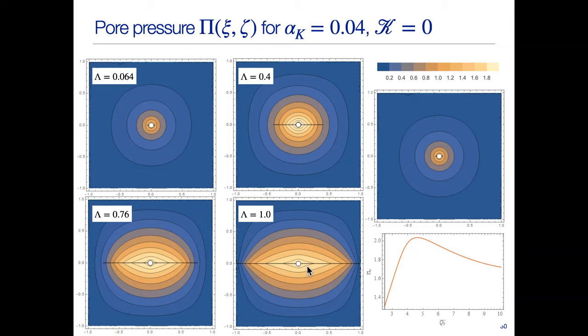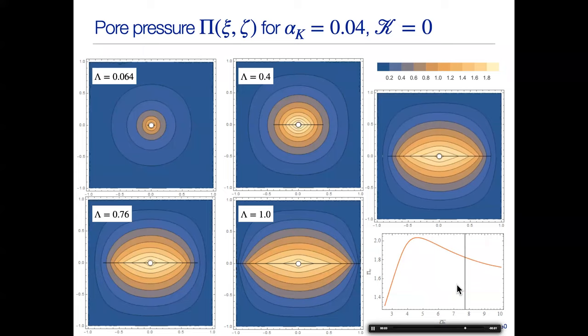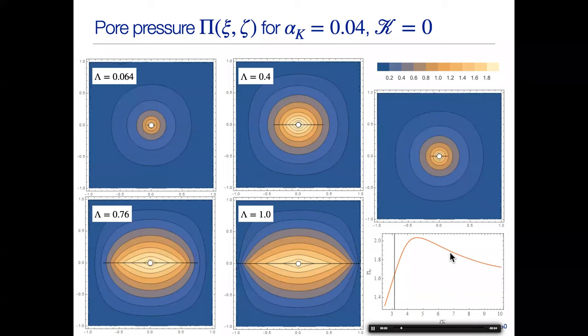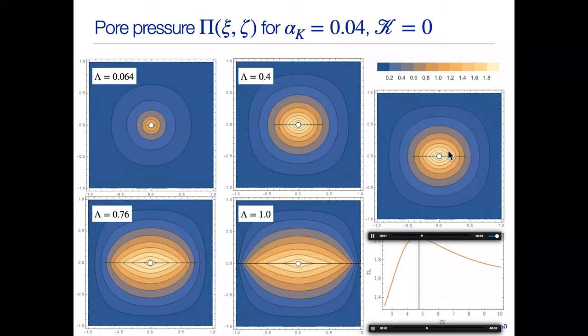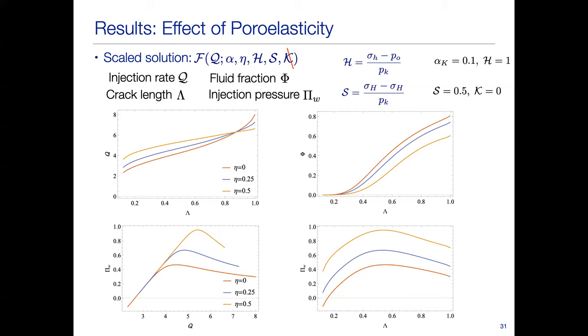And here is a kind of animation. Let's assume that now the injection rate is increasing continuously, not by steps. What you see here is the borehole pressure as a function of the injection rate. You see that it reaches a peak here. And in the animation, you see how the pore pressure is evolving along with the extension of the fracture length.